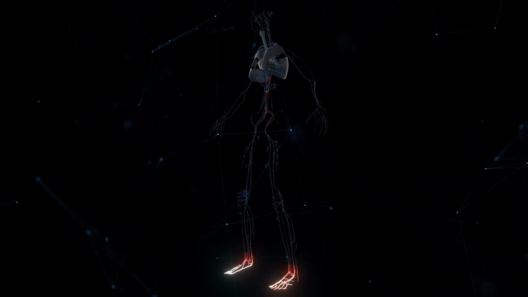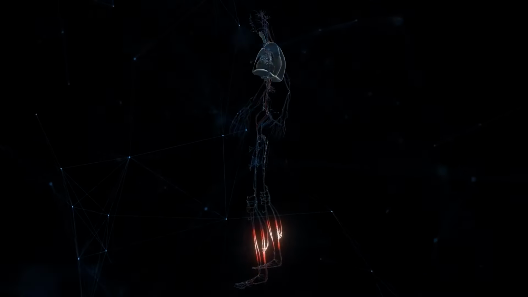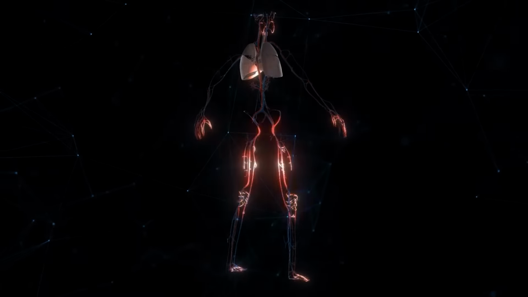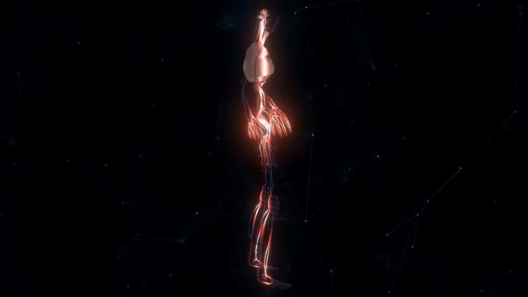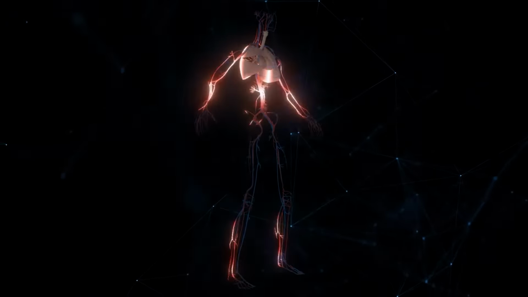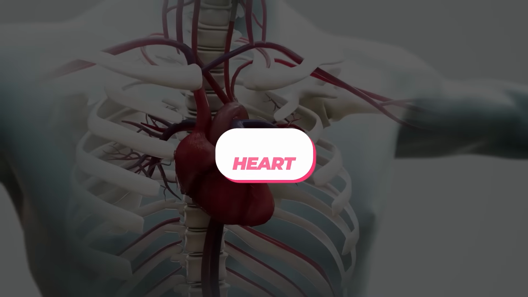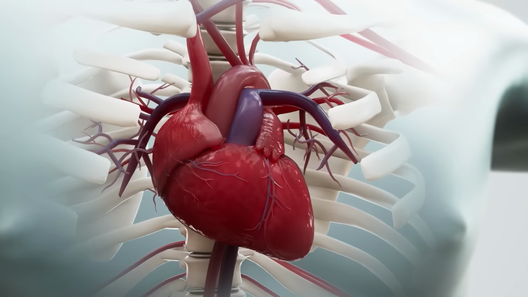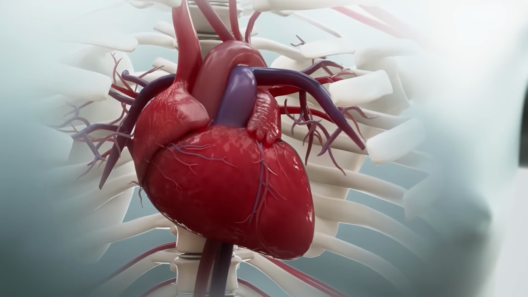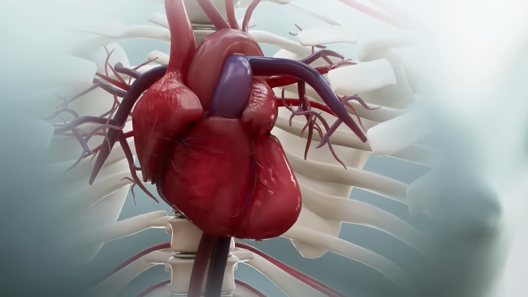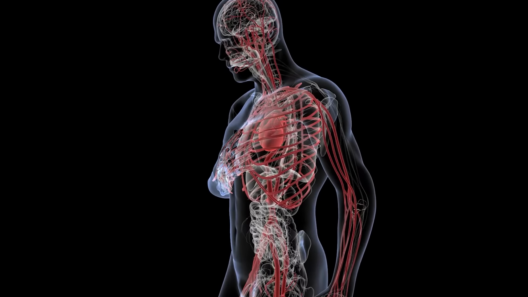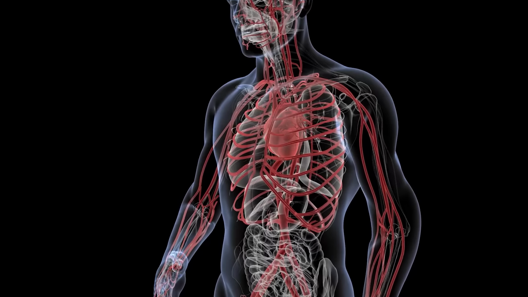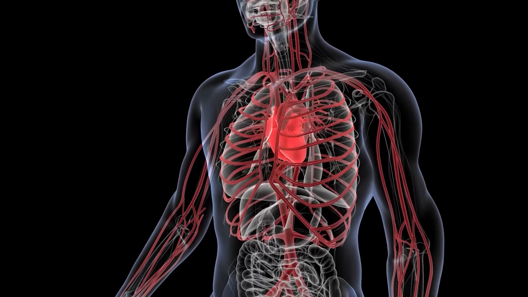Cardiovascular system, also known as the circulatory system, is a body system that is responsible for pumping and distributing blood throughout the body. It is made up of the heart, blood vessels, and blood. Heart. The heart is a muscular organ located in the chest that pumps blood throughout the body. It is about the size of a clenched fist and is located between the lungs, behind the breastbone. The heart has 4 chambers: the left and right atria, and the left and right ventricles.